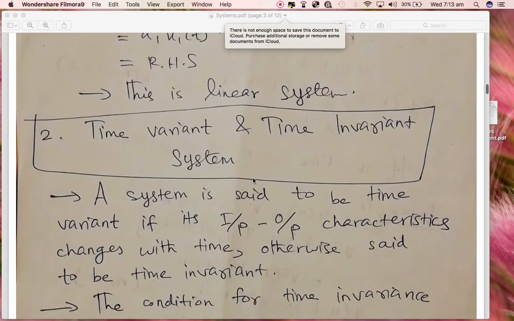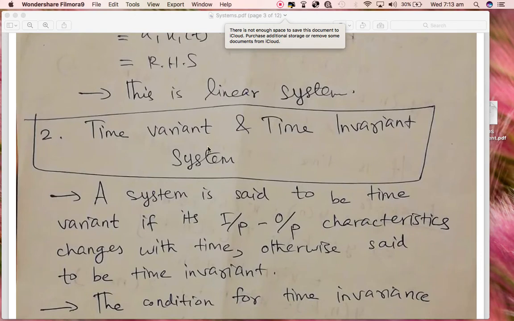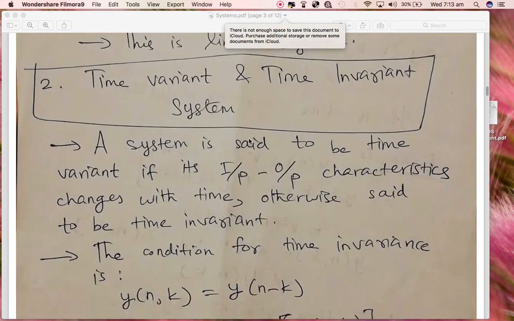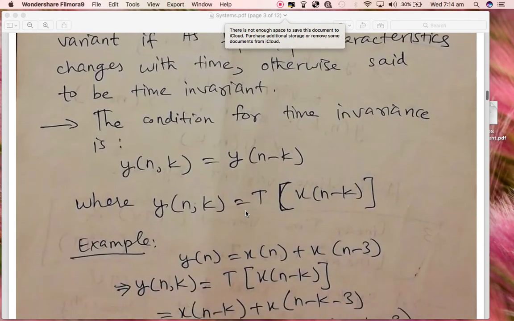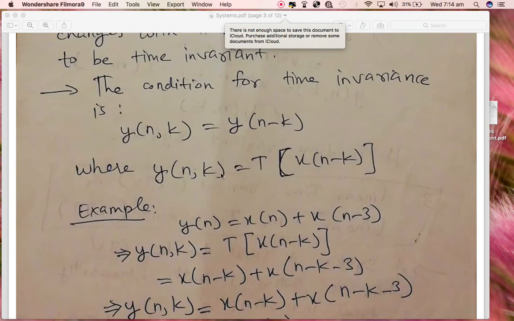Now we can see time variant and time invariant systems. A system is said to be a time variant system if its input output characteristics change with time, and if they are not changing with time, then the system is said to be a time invariant system. So if the characteristics of the system are changing with time, then it is time variant, and if they are not changing, then it is a time invariant system. To prove that, we have to obey this condition. If this condition is obeyed, then the system is a time invariant system.